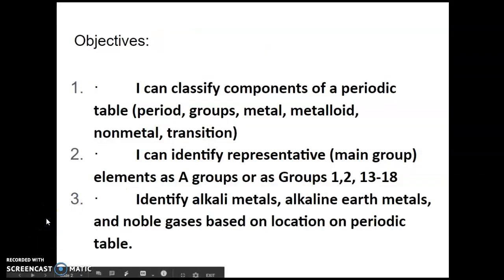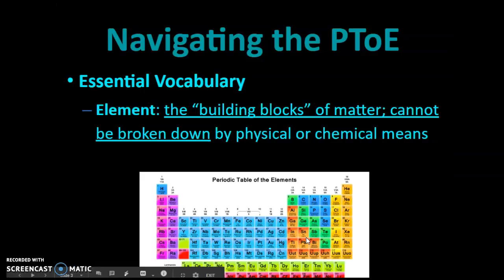Today, we're going to classify the components of a periodic table. We're going to identify representative elements as A groups. And we're going to identify alkali metals, alkaline earth metals, and noble gases based on their location.